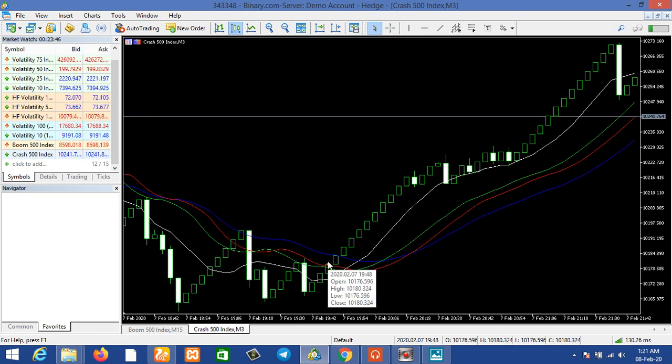Something like this. Okay, you can see this is an uptrend. We are using 3 minutes time frame, so each candle is created in 3 minutes, 1, 2, 3, 4 to that extent. So this is an uptrend right here. So that's the best time of trading crash.